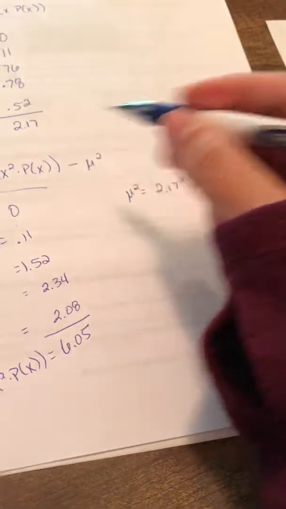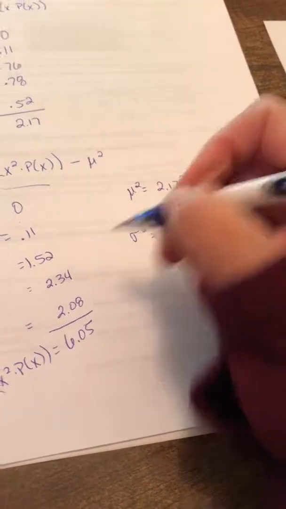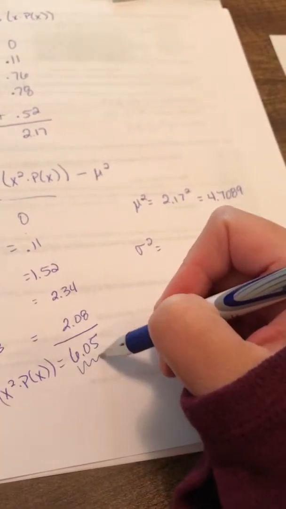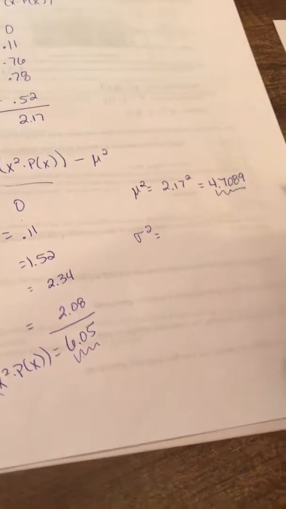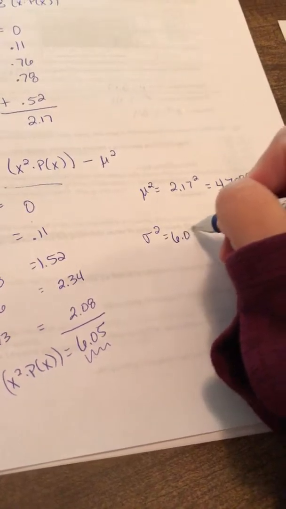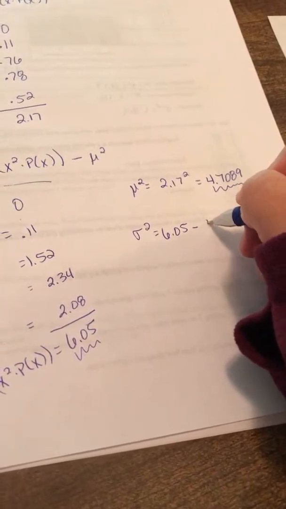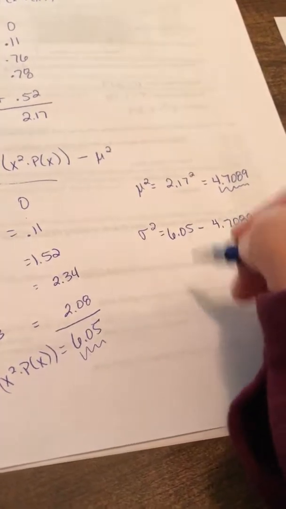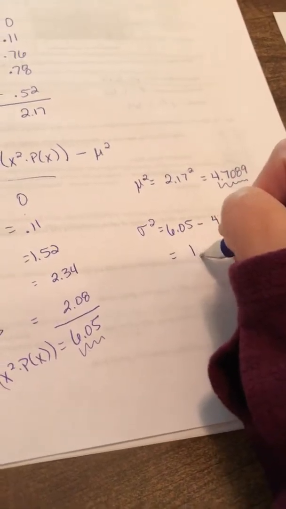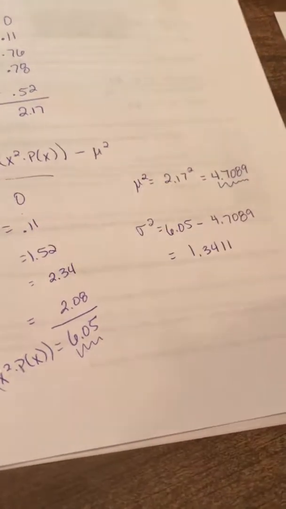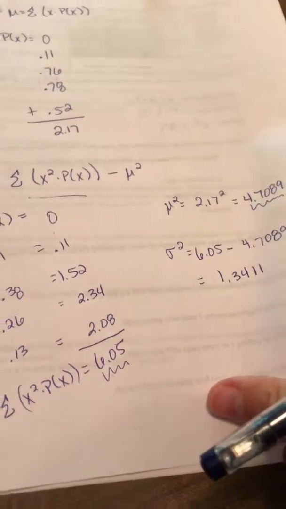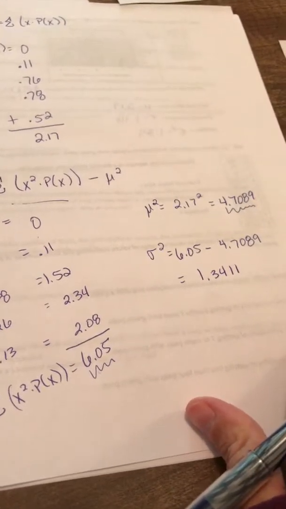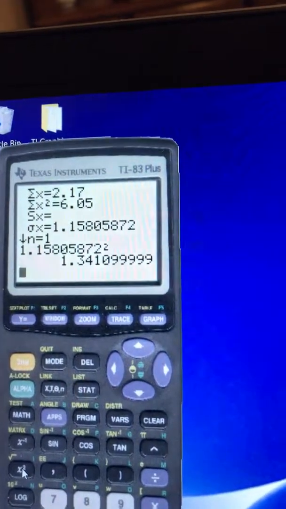So to find sigma squared using that formula, we take this number here, that piece, minus this piece. So we do 6.05 minus 4.7089, and that gives us 1.3411, which if you flip back to the calculator, I still have it here, 1.3411 if you round that up.